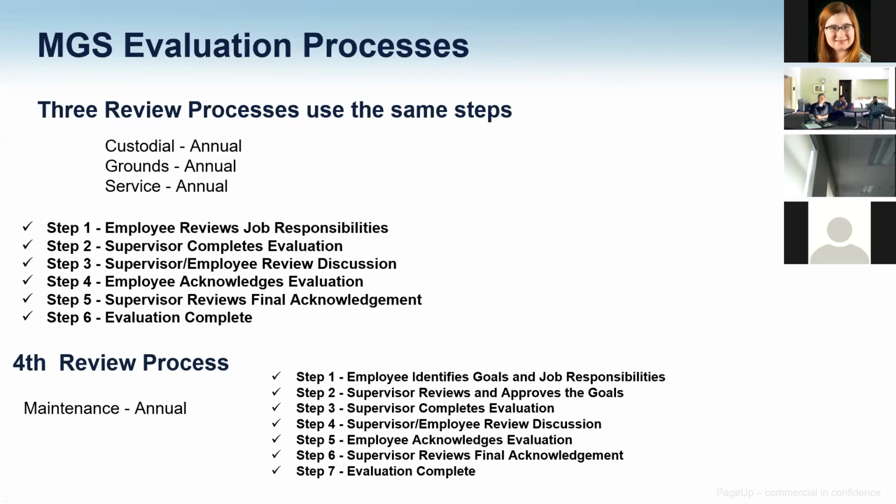What I'm trying to do on this slide is to show you that you have 3 review processes that use exactly the same steps. So for your custodial, grounds, or service folks, they will all use these 6 steps. Really, in actuality, there are only 5 steps because the last one is an automated step. If you are from the maintenance side of the house, then your employees are going to have 7 steps. The difference is that they will identify any goals, and then you as the supervisor are going to review those goals. It's a little bit different for the custodial, grounds, and service folks.